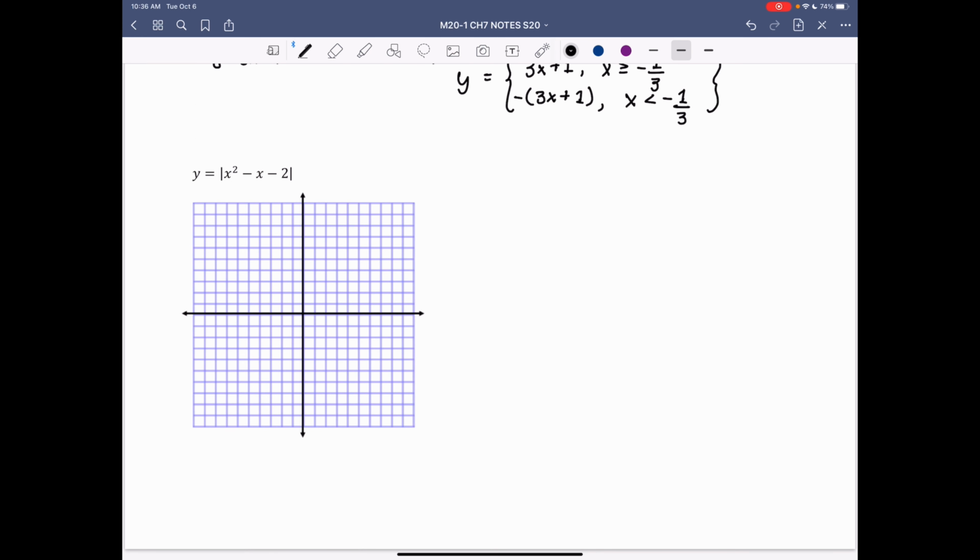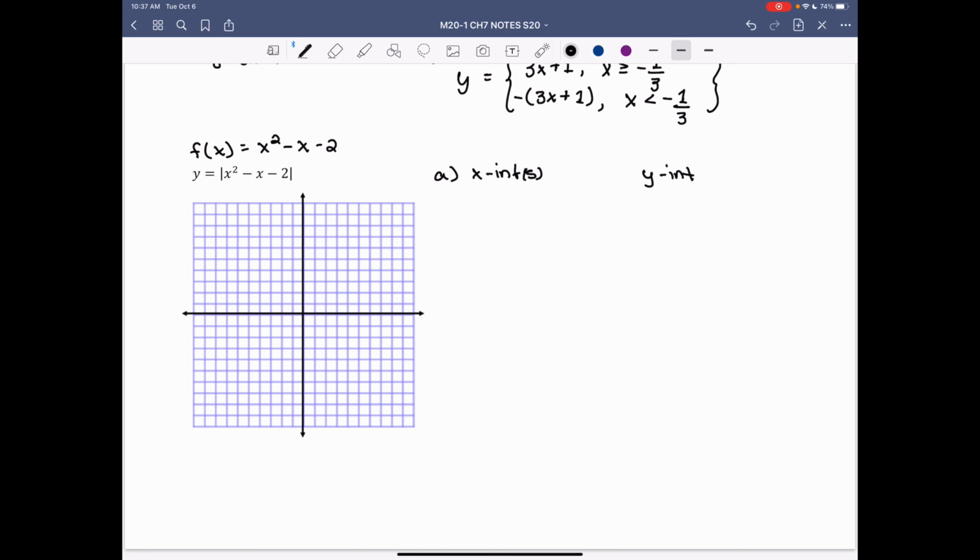Last one, y equals the absolute value of x squared minus x minus 2. F of x would be just what's inside the absolute value, x squared minus x minus 2. Part A, find the x-intercepts and the y-intercept. It's a quadratic, so we're likely to have 2 x-intercepts this time, although we could have 0 or we could have 1.